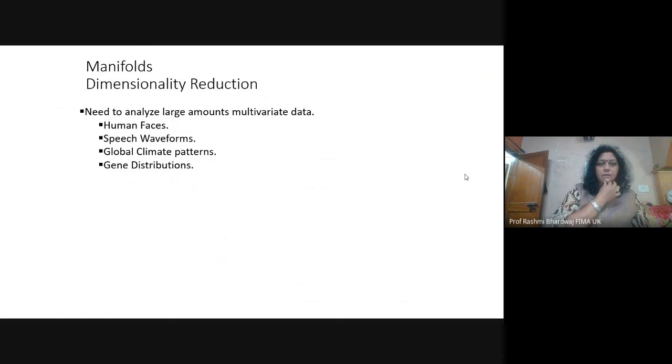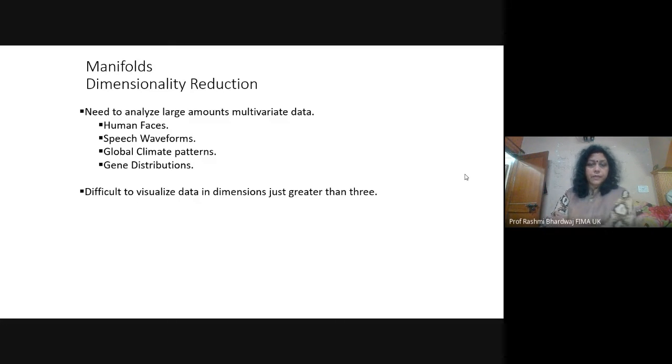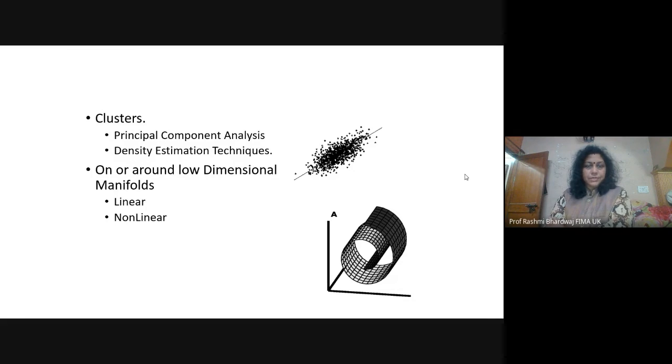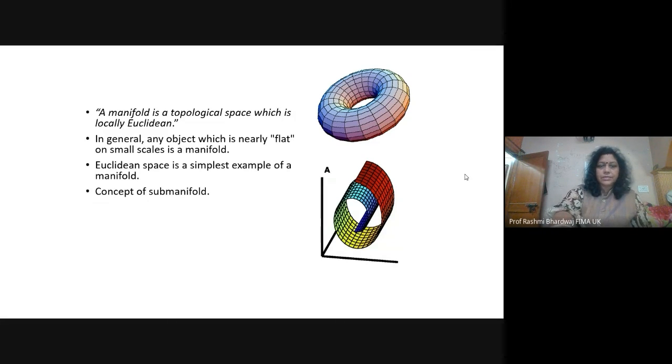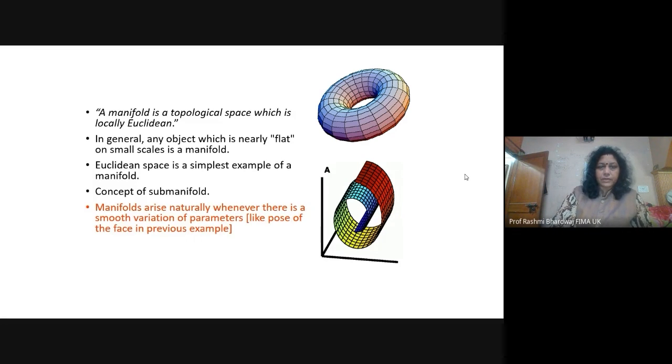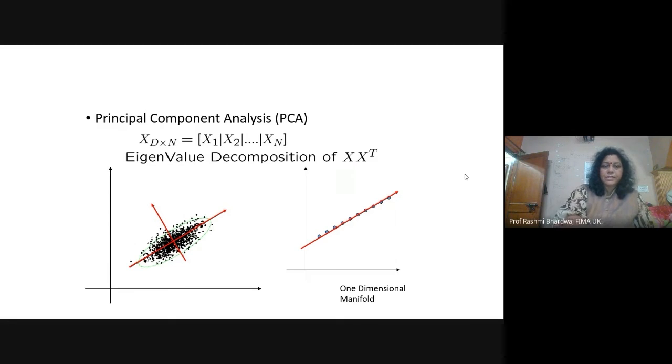Basically, where you have human faces, speech waveforms, global climate patterns, gene distributions, and now in pattern analysis also we are using manifold study. Here we are using either clustering techniques, which is principal component analysis, and density estimation. And if you have a low dimensional manifold, we are using linear and nonlinear curves. It is a topological space which is locally Euclidean. This is a Euclidean space, or the concept of submanifolds is there.